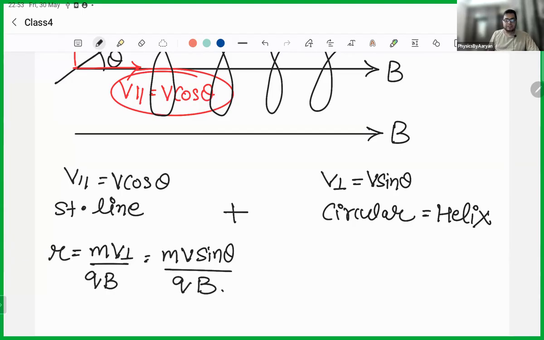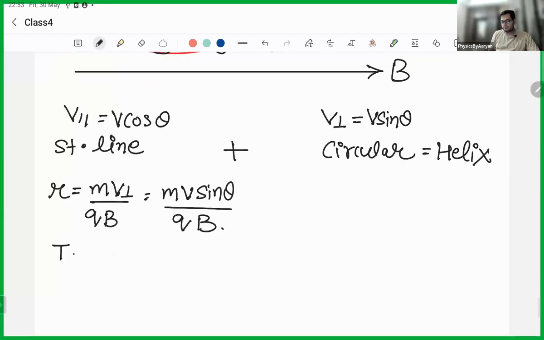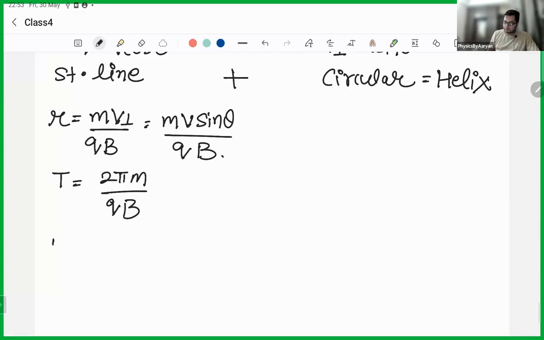Okay. So in this case, the radius is not mv by qB, it is mv perpendicular, because the circular motion is only because of the perpendicular velocity, and perpendicular velocity is v sin theta. Similarly, you can be asked what is the time period. Time period is not going to change. That is going to be 2 pi m by qB, because that does not depend upon speed. And the third question which they can ask you is pitch.